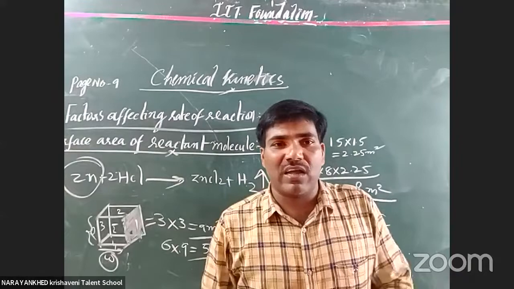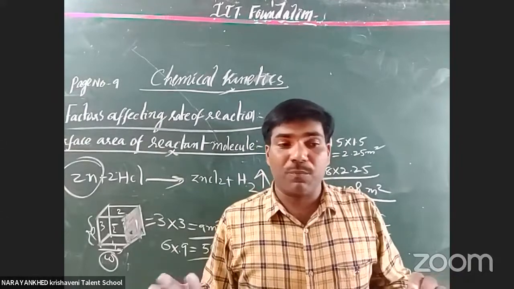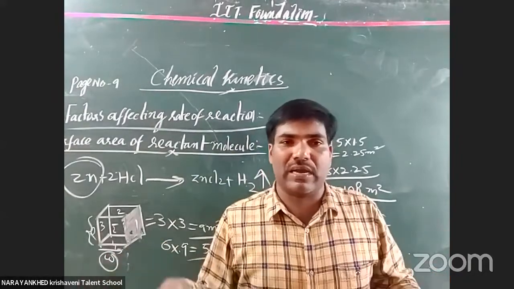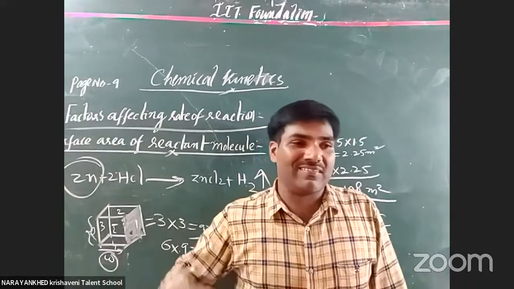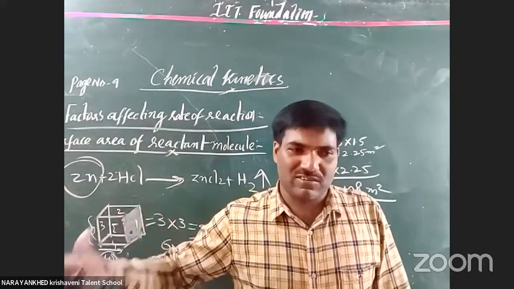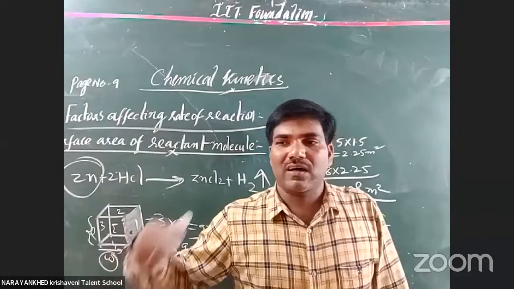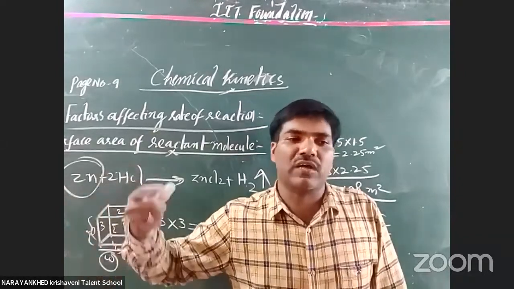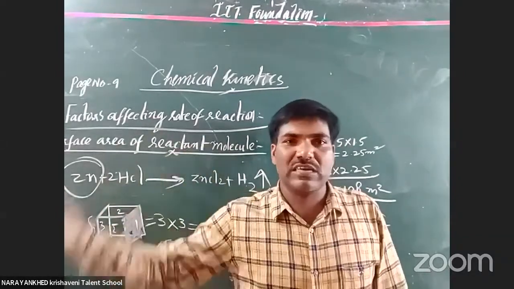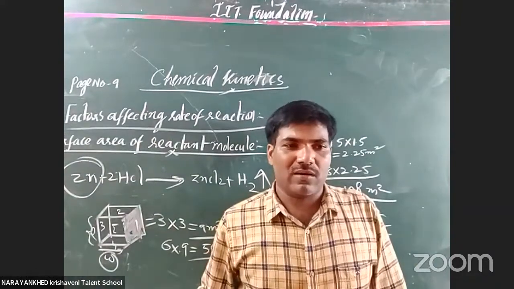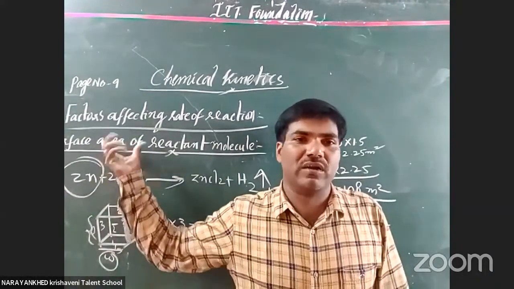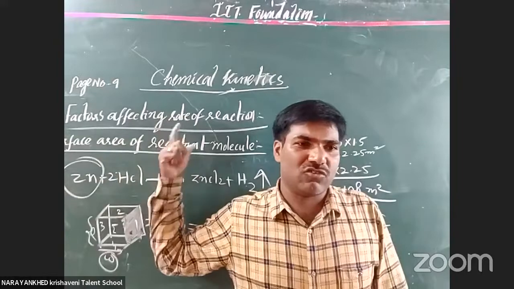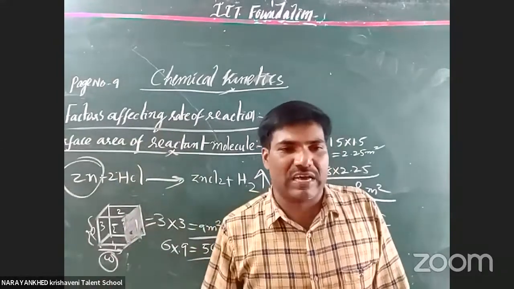A catalyst is not involved in any chemical reaction. It does not produce any products in a chemical reaction, but it increases the rate of reaction. When we use a catalyst, the rate of reaction increases. Clear or not? This is the concept of the factors affecting the rate of reactions. Tomorrow we will go with the remaining rate of reactions.